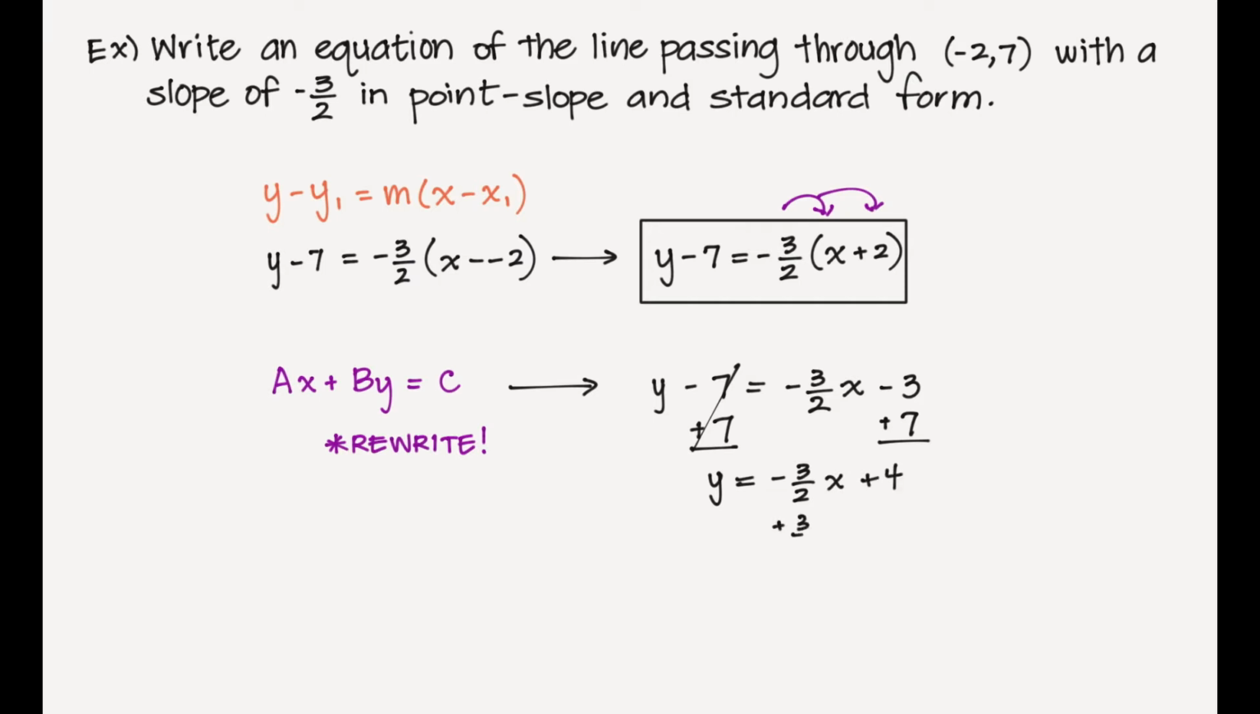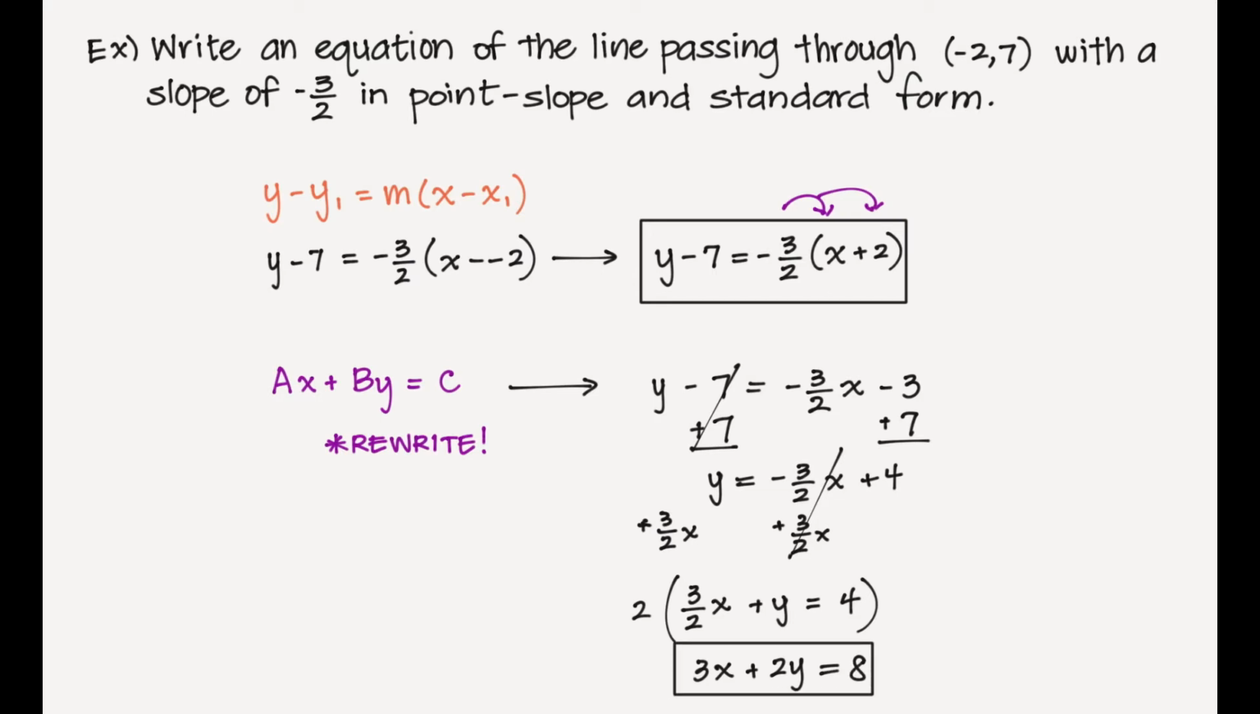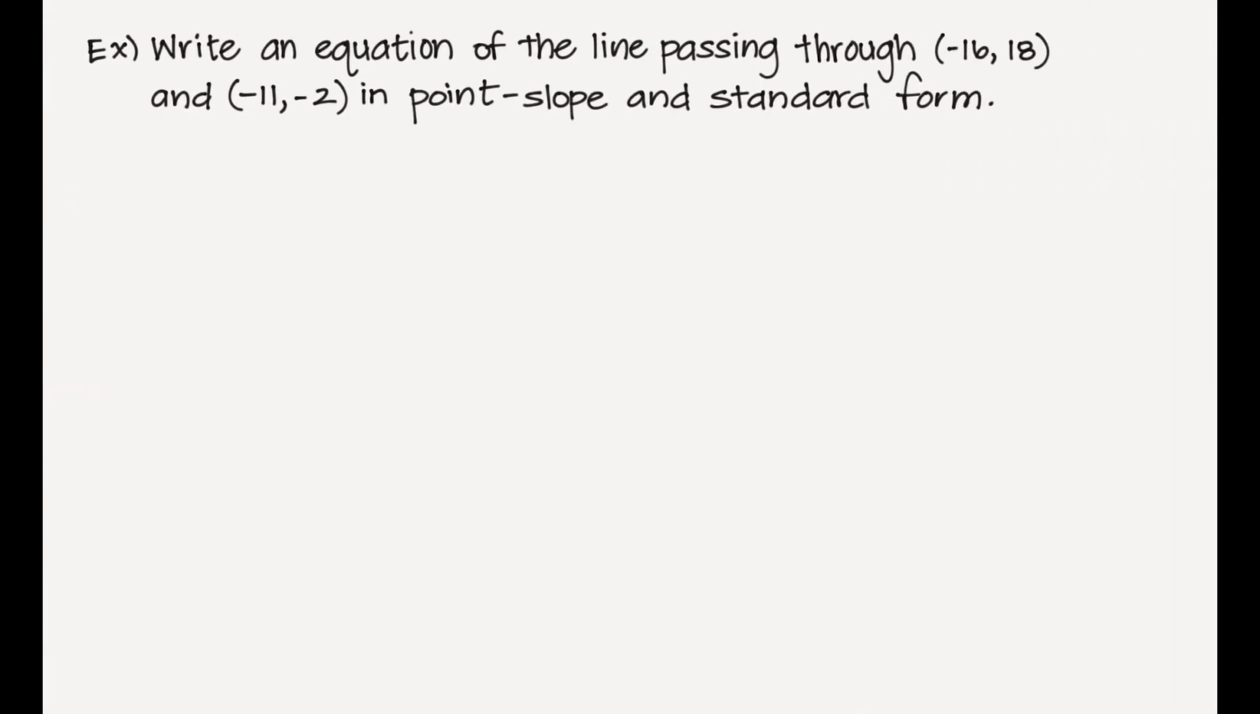And then I can go ahead and move the x to the left-hand side by addition. That leaves me with 3 halves x plus y is equal to 4. And again, I want to only have integers, so let's just multiply everything by 2. That leaves me with 3x plus 2y equal to 8. And I'm done. All right, let's go ahead and try this again.